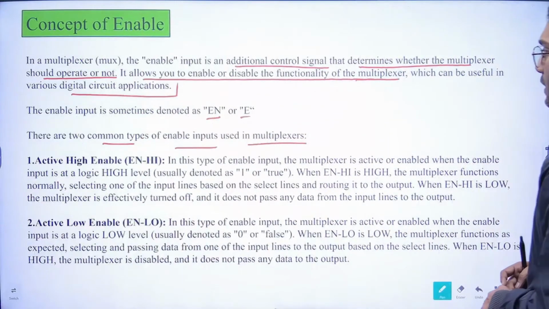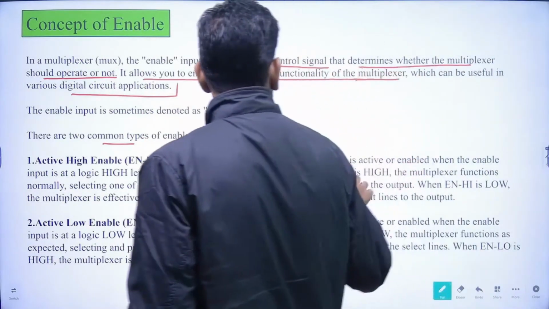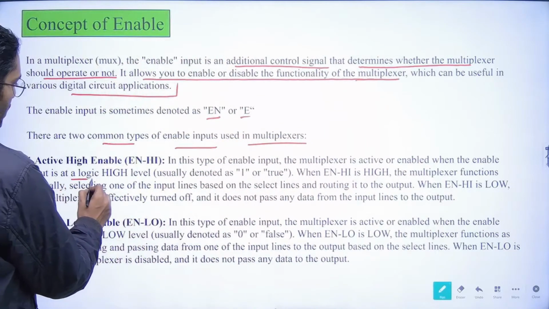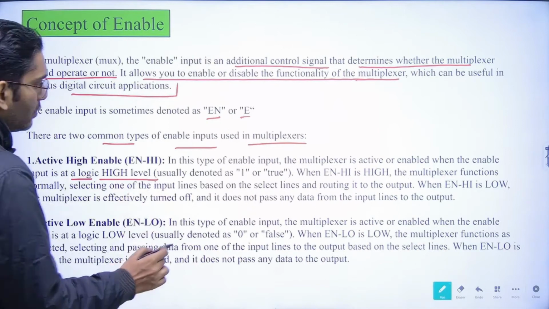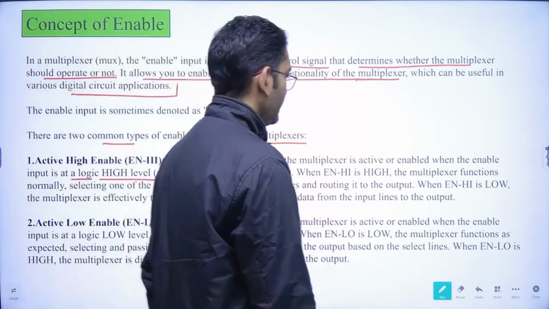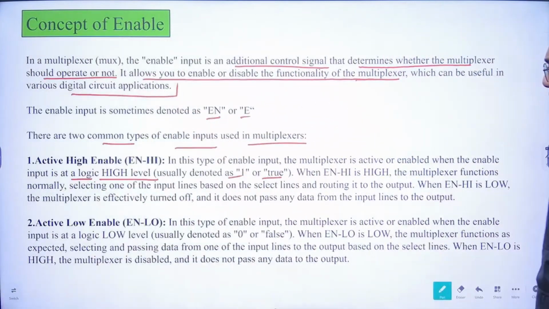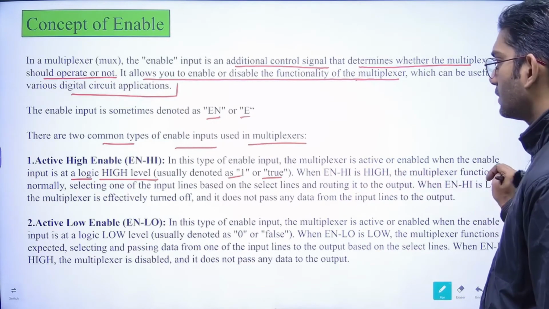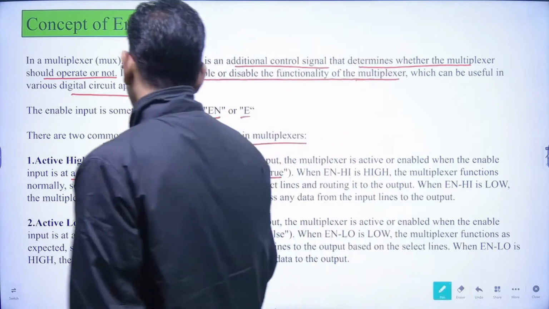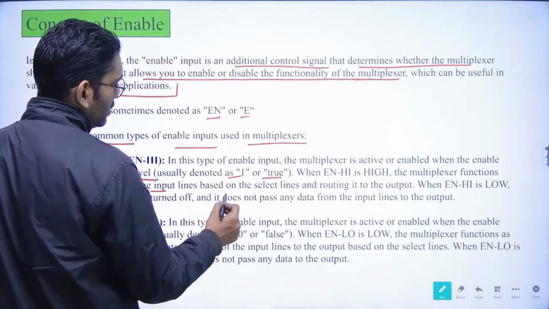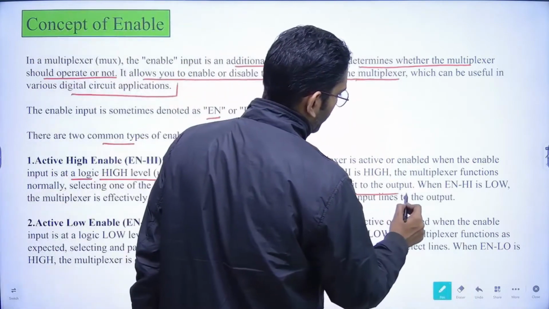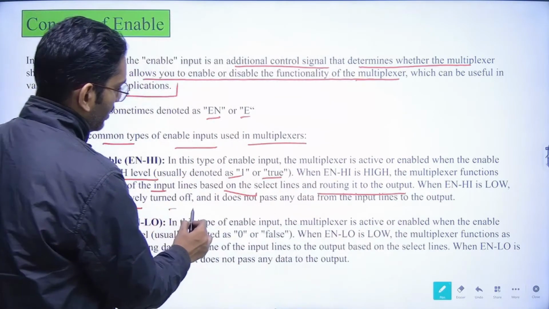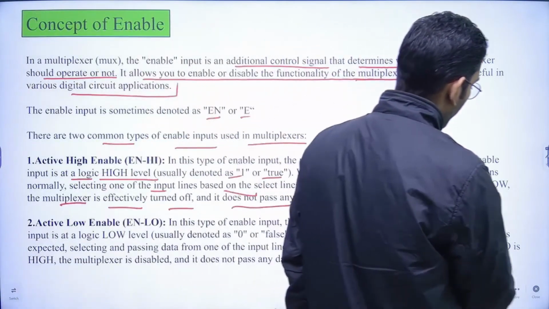In this type of enable input, the multiplexer is active or enabled when the enable input is at a logic high level, usually denoted as 1 or true. When the enable is high, the multiplexer functions normally, selecting one of the input lines based on the select lines and routing it to the output. When the enable is low, the multiplexer is effectively turned off and does not pass any data from the input to the output.